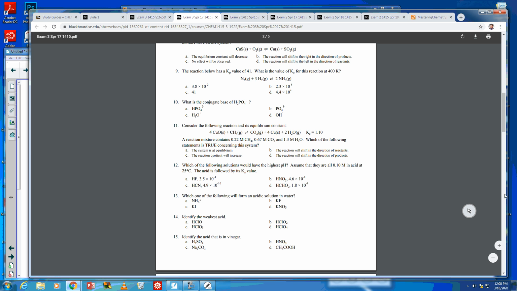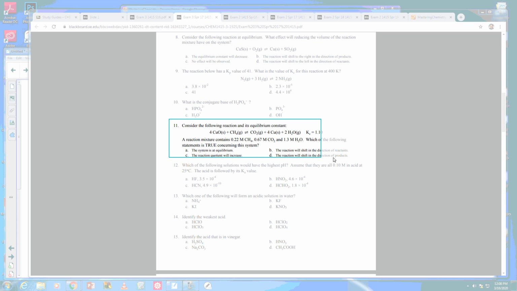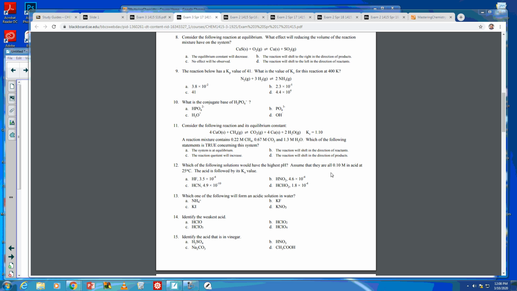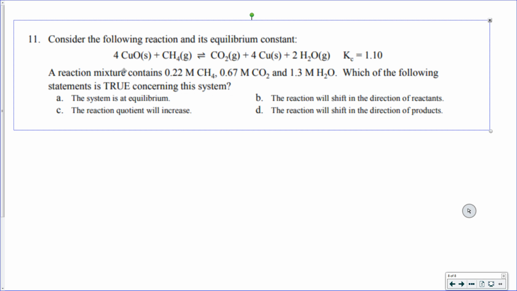There it is. So there's got to be a problem. Problem number 11. Okay, so we've got an equilibrium. And then it tells us the initial concentrations of the reactants, and it wants to know which one is true. So which way is it going to go, basically?